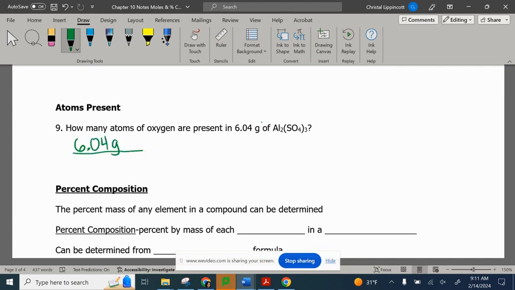Okay. So this is going to be grams of aluminum sulfate, and I want to get into atoms of oxygen. So this is going to be a 3-step conversion. We're going to have 3 different steps along the way to get to the answer. Okay, you ready? All right, the first thing I need to do is get rid of grams. Where am I going to go to get rid of these grams?